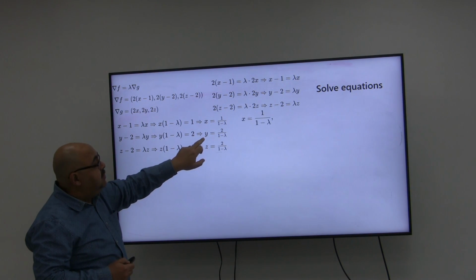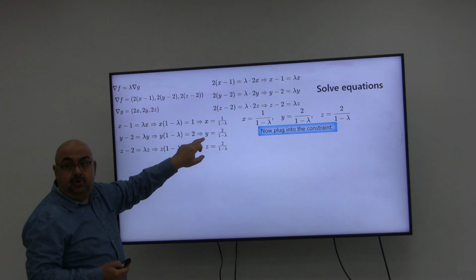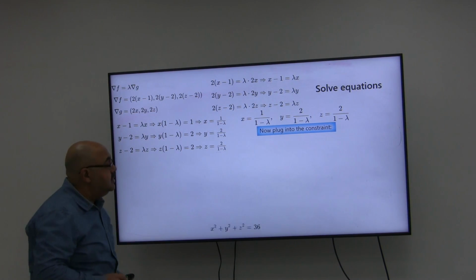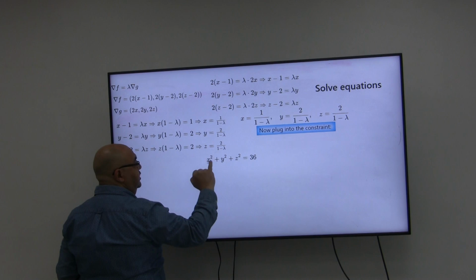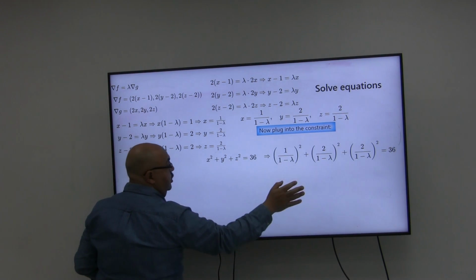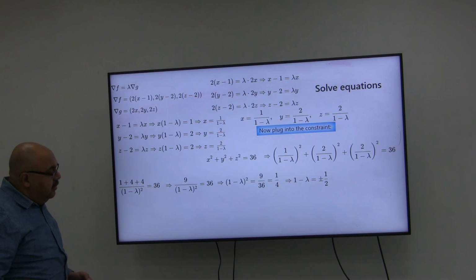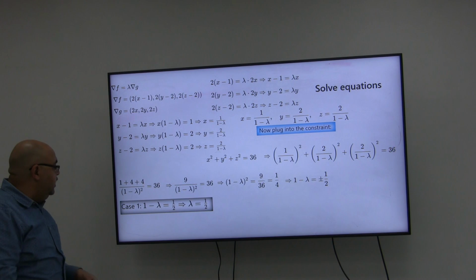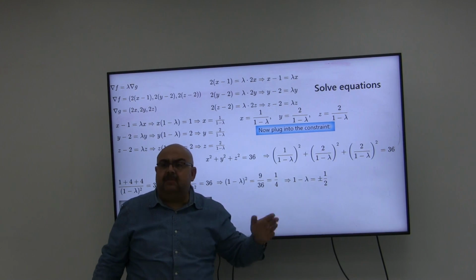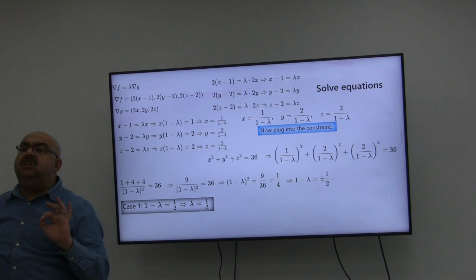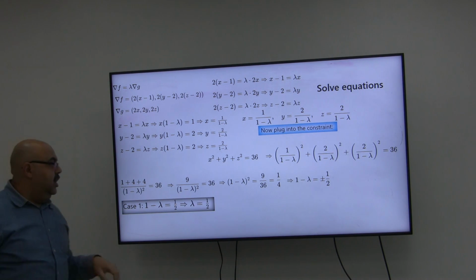Take them and substitute, here's the value, plug into the constraint. Let's check if it's true or not. So I will take these values and substitute them in the constraint, the first, second, and third values. Try to simplify it in order to find the value of lambda. You will find that 1 minus lambda is equal to positive or negative half, which means lambda is equal to positive or negative half. I will need to study each case.